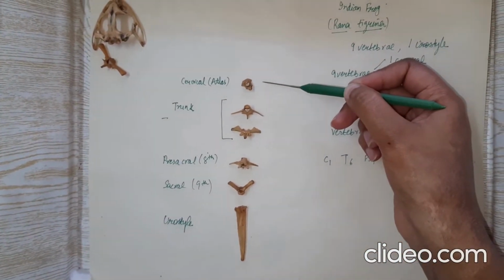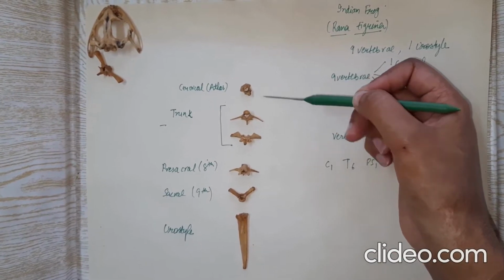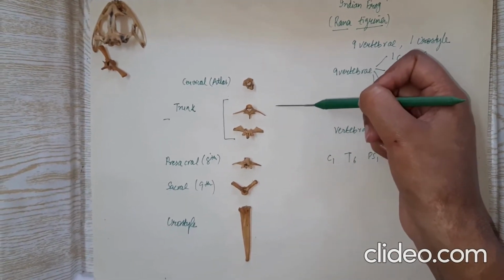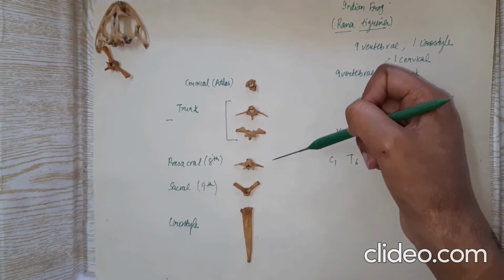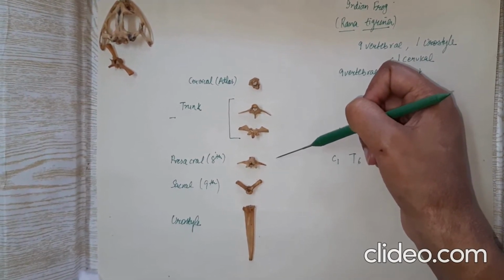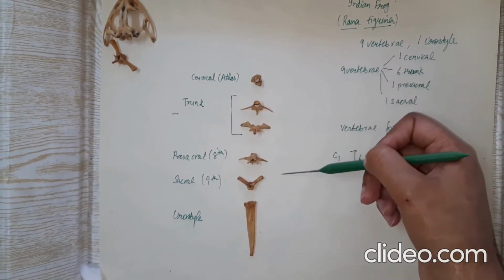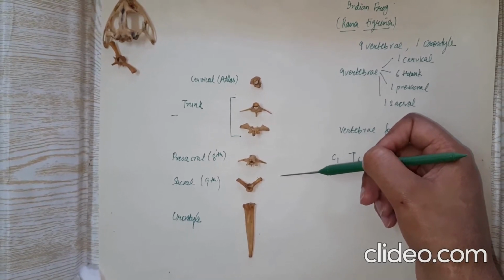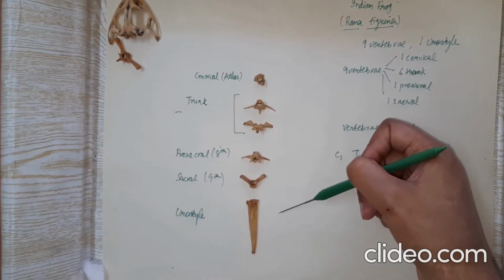First one is cervical, also called atlas. The next six are trunk, and this is the eighth vertebra, also called presacral, and this is the ninth, sacral vertebra, and the last one is the urostyle.